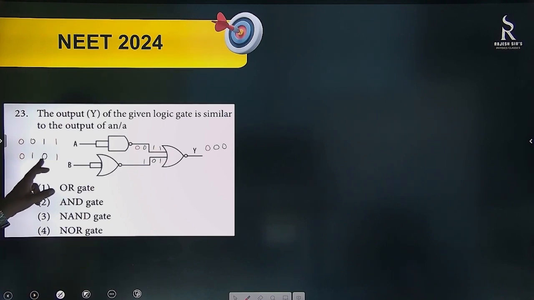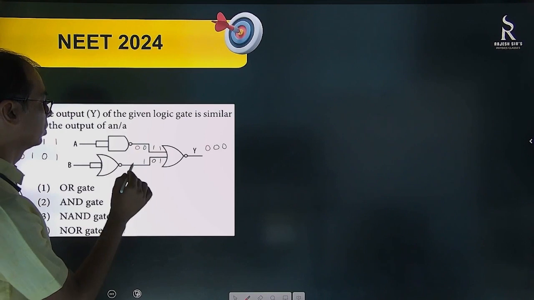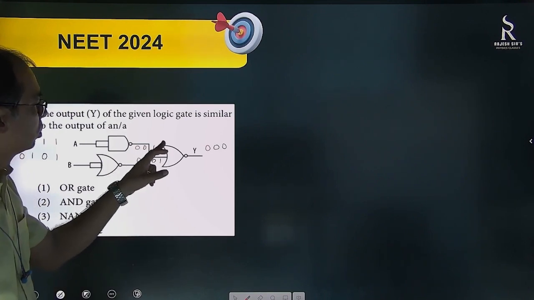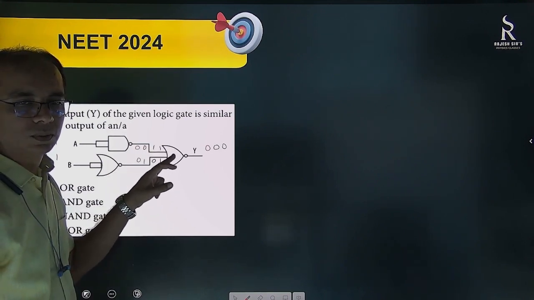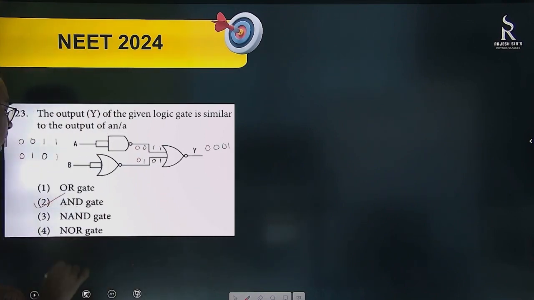Okay. Then here is 1. So this goes 1. OR makes it 1. This makes it 0. So 0, 0. 0, 0 goes in OR. Comes out to be 0, but this is not. So 1. Yes, our answer is AND gate. Okay, that's the AND gate.